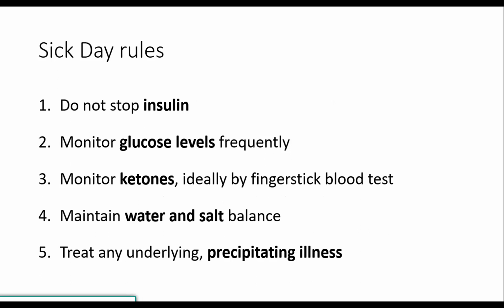Monitor glucose levels frequently. Monitor ketones. Blood ketones are better than urine ketones, but everybody does not have a blood ketone meter. At least monitor urine ketones. Remember, fluid, water, liquids, and salt are very, very important when we have any stress state in diabetes. Then we are so involved in managing, and stressed or worried about, the diabetes and the ketosis that sometimes we forget to treat the precipitating illness, what caused that state. So that illness has to be managed.